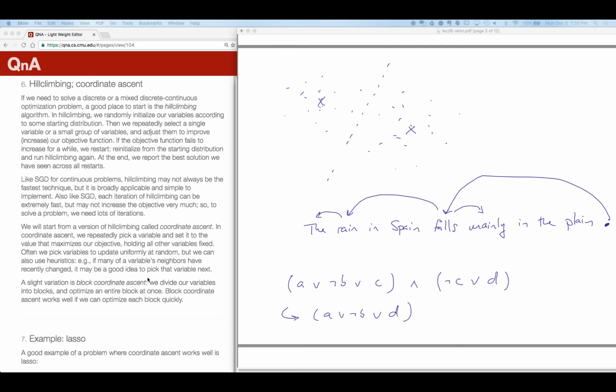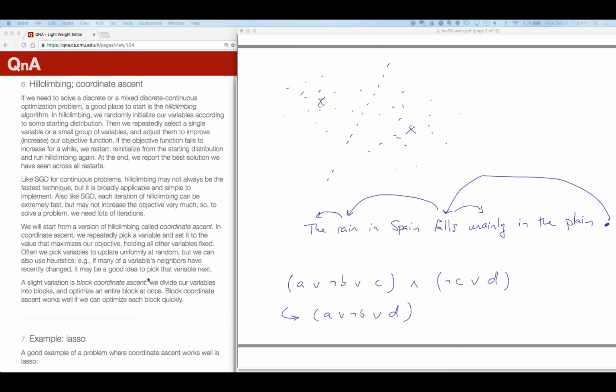So what hill climbing is: we start off with some random initialization, and we repeatedly select a single variable or maybe a small group of variables, and we adjust these variables to improve our objective function. So let's say we have a maximization problem, so improve means increase. And we keep doing this as long as the objective function is still increasing. And if it stops increasing for a while, we'll restart. We'll reinitialize from our random distribution, and climb again. And then at the end, we look at everything we've seen and we report the best objective value of anything we've seen.